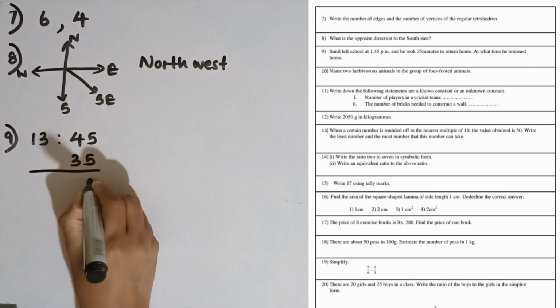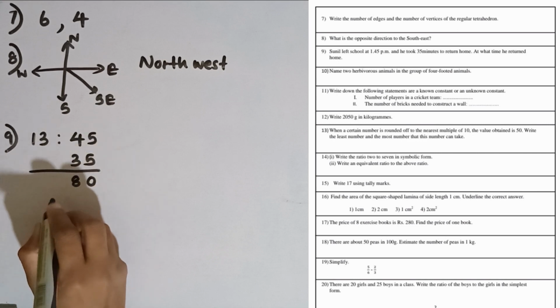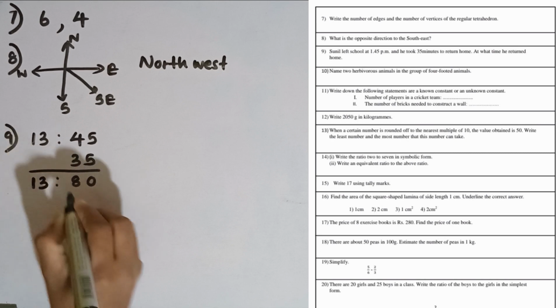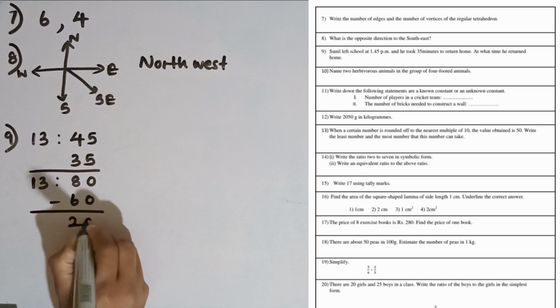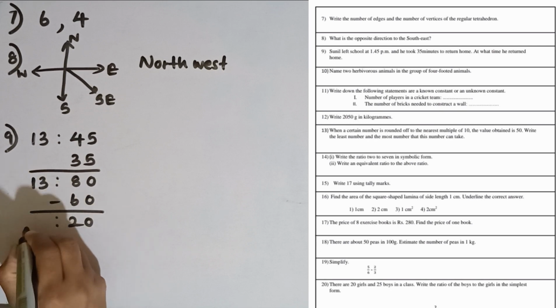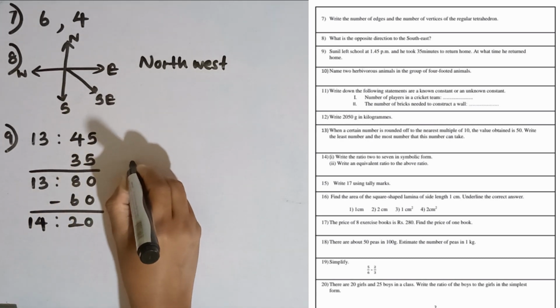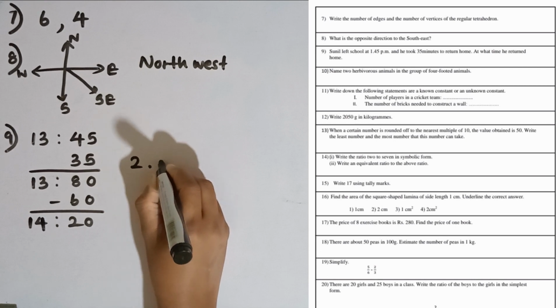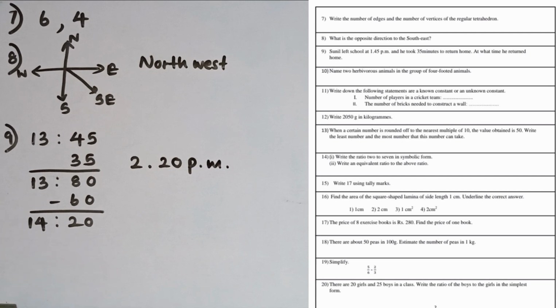What is the addition now? 0, then 80. Now we have to subtract 60 from this one. Then it becomes 20 minutes. Then 14 goes here. 14 hours, 20 minutes. Then the time is 2:20 p.m. in the 12-hour clock.